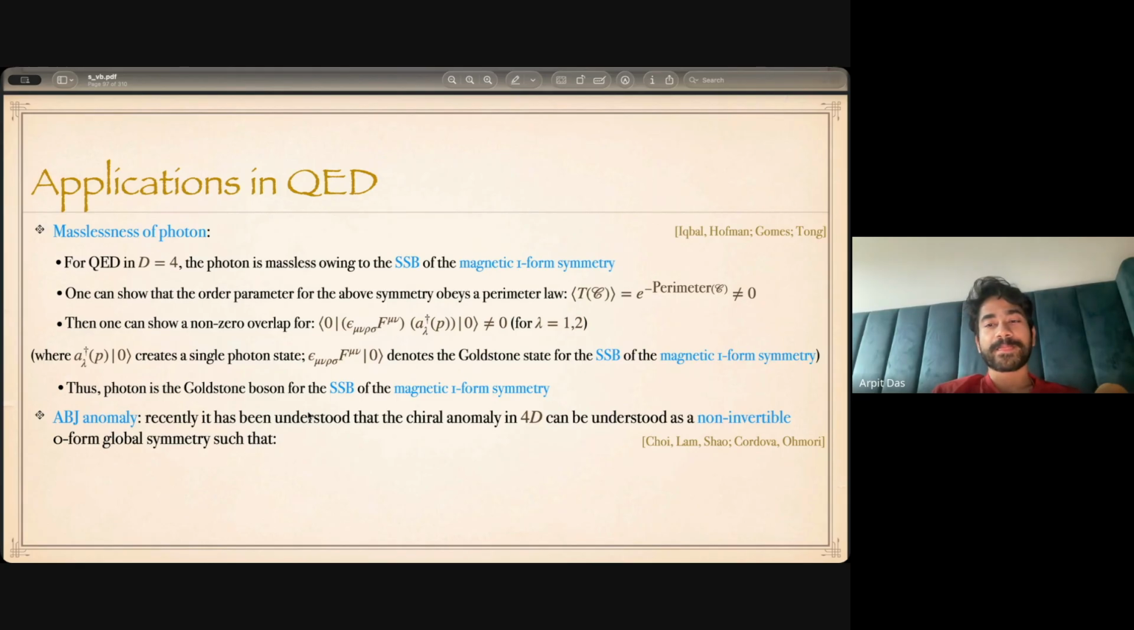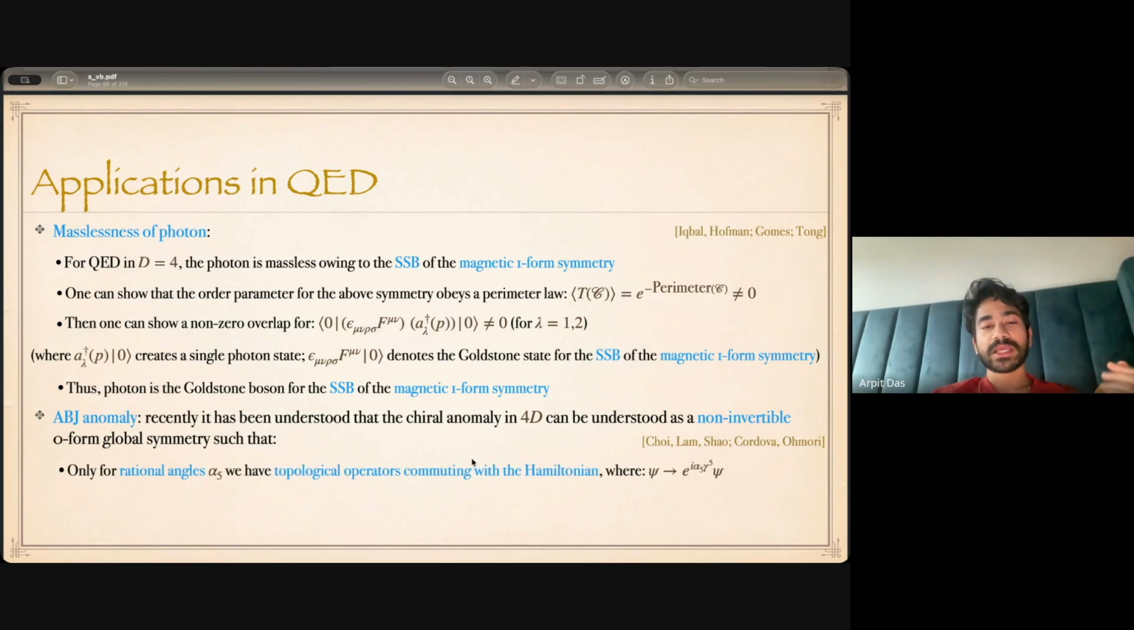So, coming back to the anomaly point. Recently people realized, about 3 years ago, in a nice paper by Choi, Lam, and Shao, that this anomaly can be understood as some non-invertible global symmetry. Let me explain a bit more what this non-invertibility means. And in the remaining part of my talk, that will be playing the main role. So we will see more of it later.